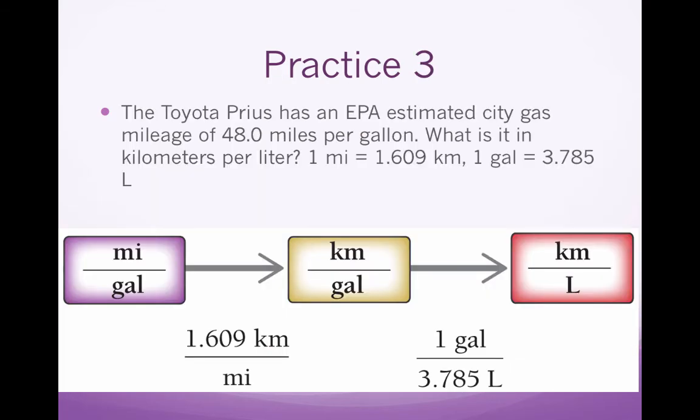Okay, let's look at another problem. The Toyota Prius has an EPA estimated city gas mileage of 48.0 miles per gallon. What is it in kilometers per liter? So we know that 1 mile is 1.609 kilometers and a gallon is 3.785 liters. So somehow we want to go from miles per gallon to kilometers per gallon to kilometers per liter.